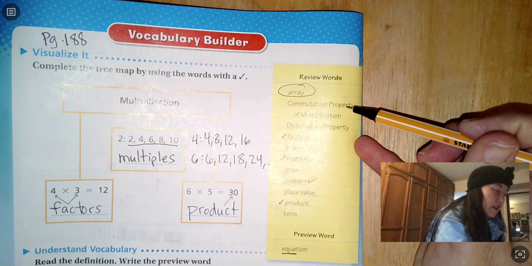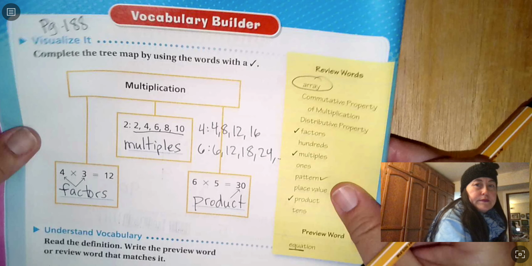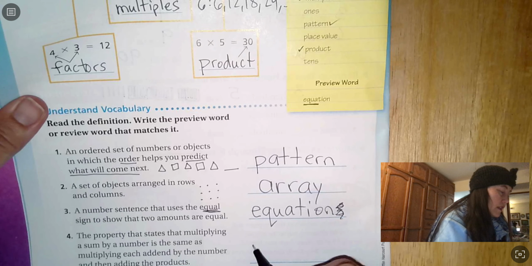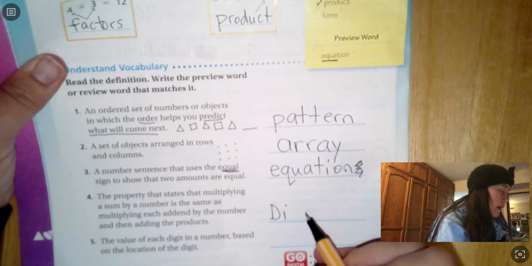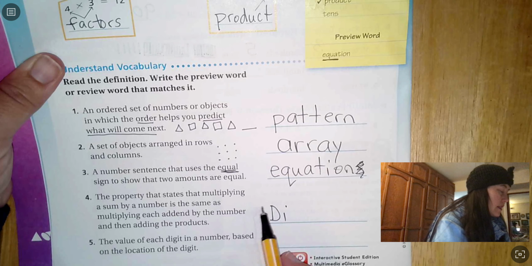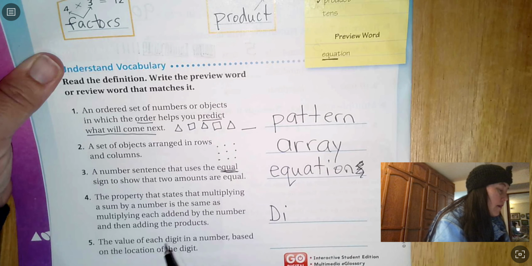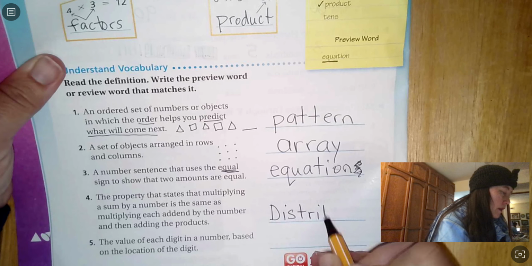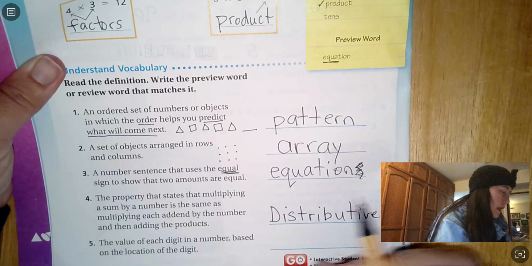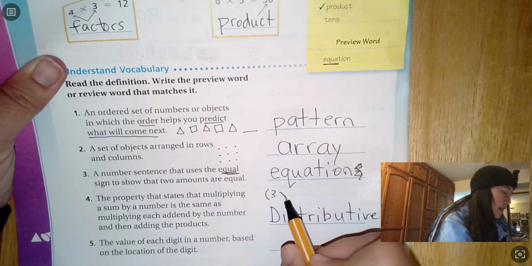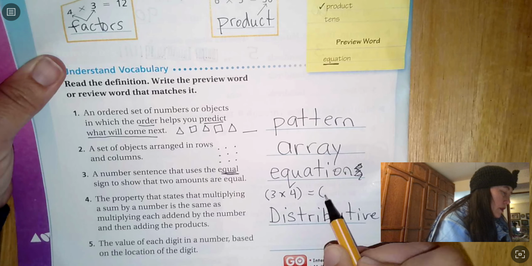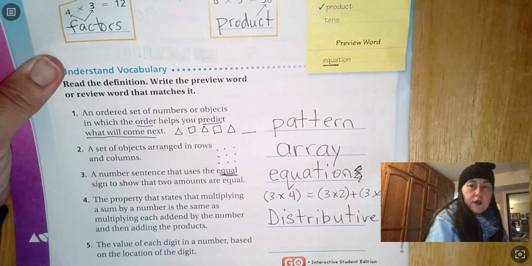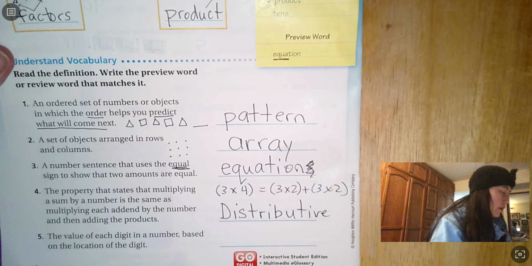Is that the commutative or the distributive? Now, I always think of the commutative as just changing the order. Distributive is the one that this is talking about, that multiplying a sum by a number is the same as multiplying each addend by the number and then adding the products. So distributive. And that would be like 3 times 4 equals 3 times 2 plus 3 times 2. Right? So we could kind of separate that out.